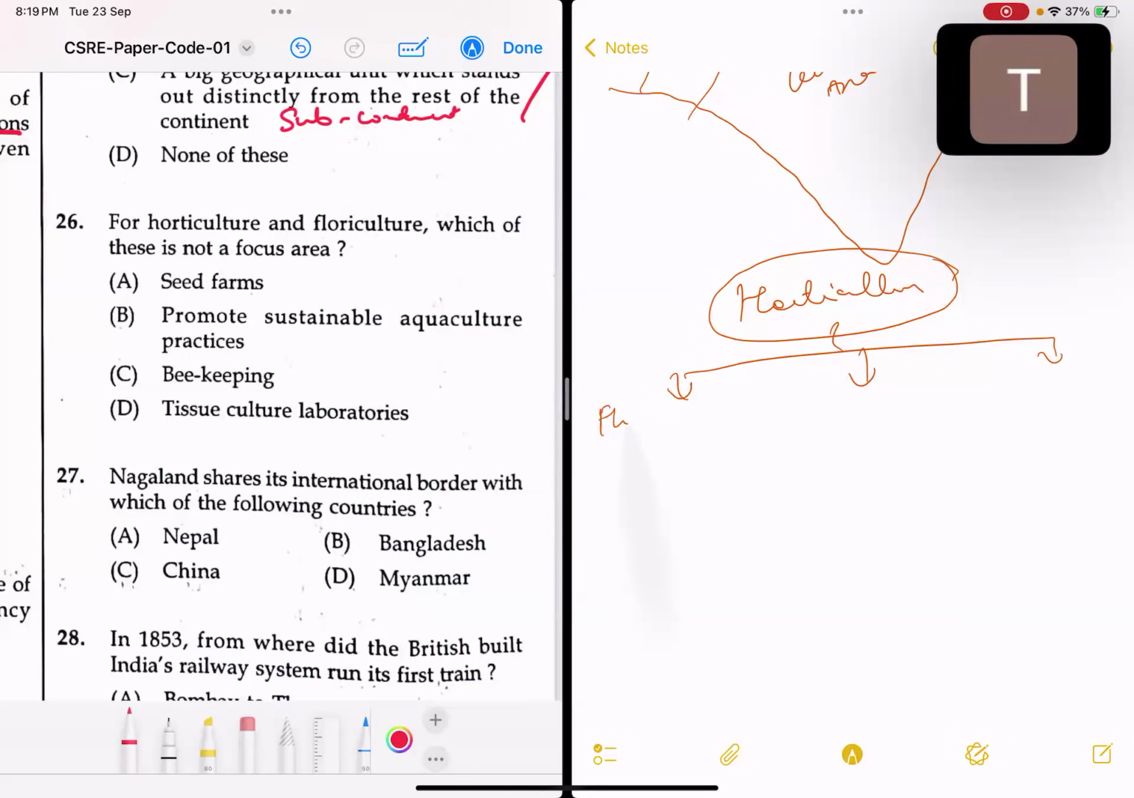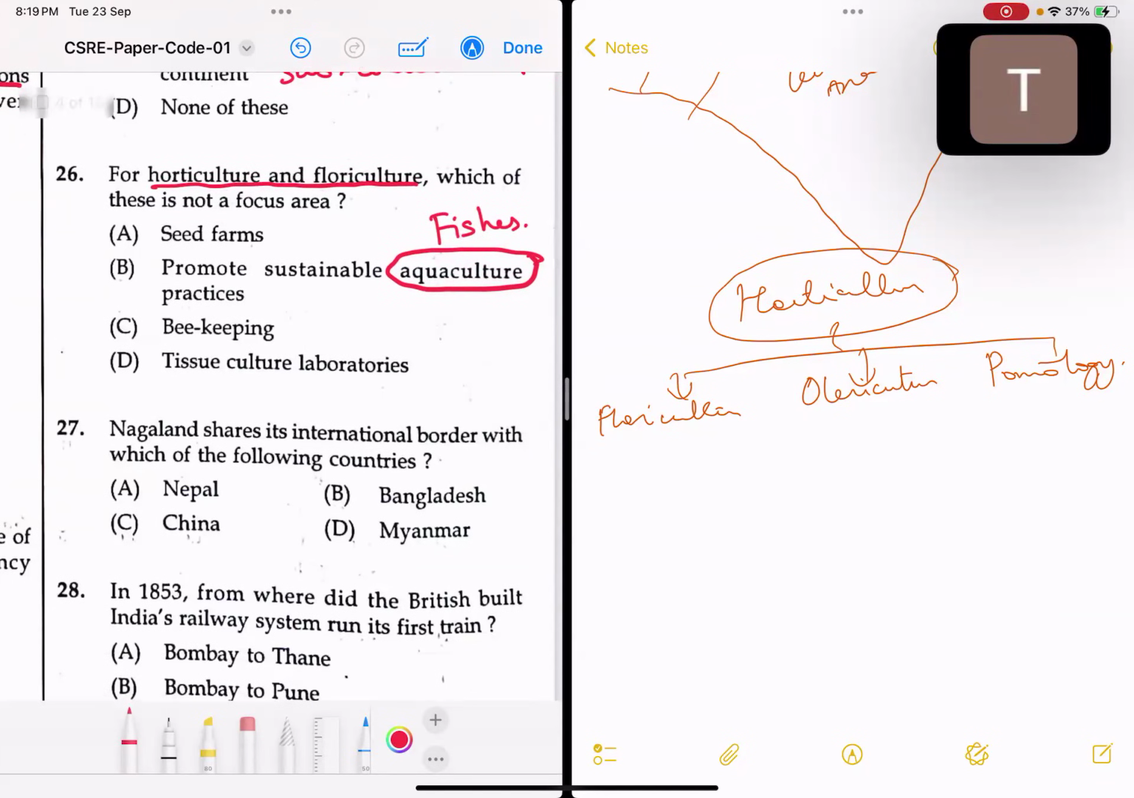We have floriculture, where we cultivate flowers and ornamental plants. We have olericulture, where we cultivate vegetables. And thirdly, we have pomology, where we cultivate fruits. So floriculture itself is a part of horticulture. The question is, for horticulture and floriculture, which of these is not a focus area? If you look at the four options, the one which is not a focus area is aquaculture. Though it deals with the cultivation of fishes, it has nothing to do with horticulture and floriculture. It's a part of the animal husbandry group.